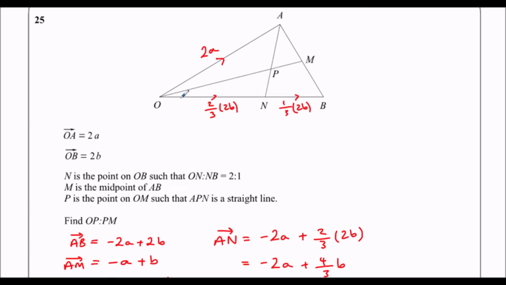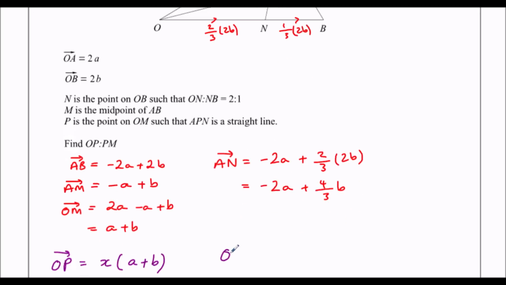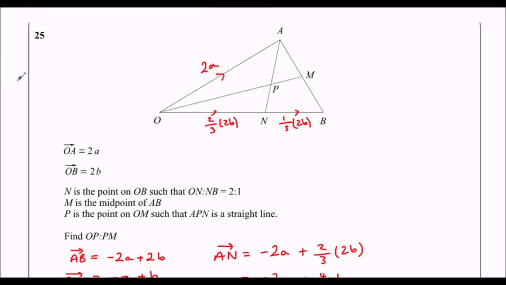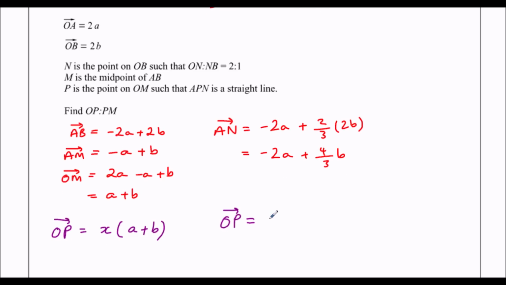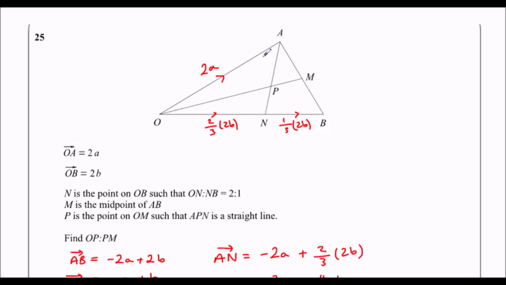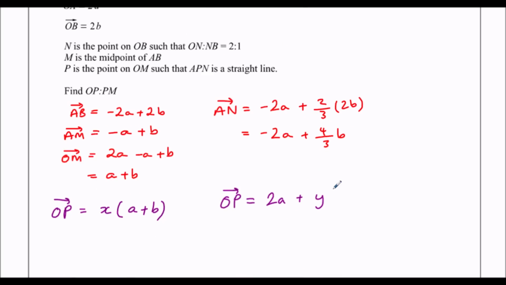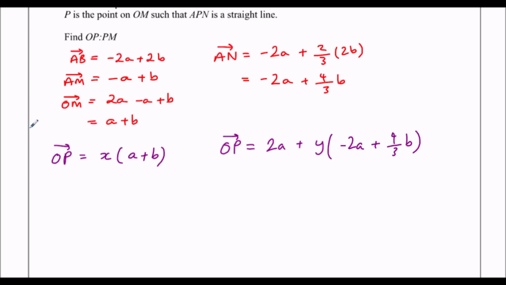OP is also OA and then a fraction of AN. So OP is also up to A, which is 2A, plus another fraction, I'll call it Y this time, of AN, which is minus 2A plus 4/3 B. So I've got two ways of getting from O to P. They are both the journey OP, so they must be equal.